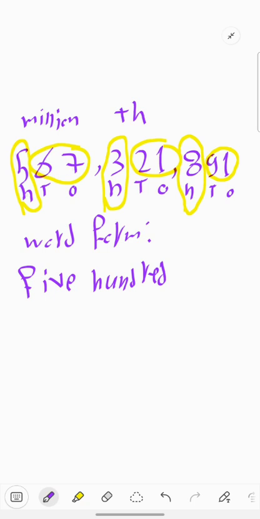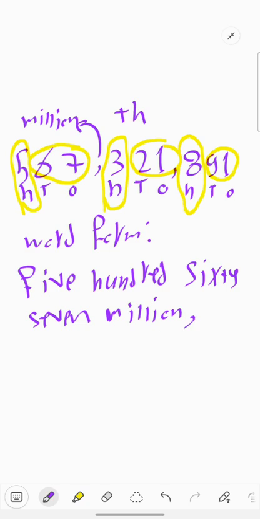Again, it's 567. The 100, we call it alone. It's 500. And we read tens with ones together. So 6 and 7 become 67. 67 what? 67 million. Comma. Again, the 100, so 300.